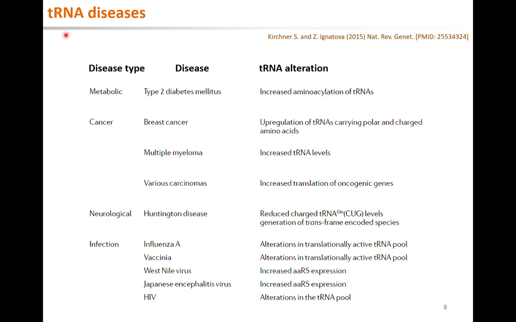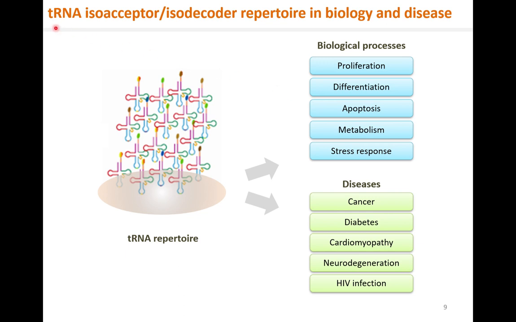Many diseases, such as metabolic type 2 diabetes, cancers, neurological diseases, and viral infections by influenza, vaccinia, West Nile, encephalitis, and HIV are correlated with major changes in tRNA repertoires. The profiles of tRNA isoacceptor and isodecoder repertoires are known to be involved in biological processes such as cell proliferation, differentiation, apoptosis, metabolism, and stress response. tRNA repertoires have dramatic causal or associative relations with human diseases such as cancer, diabetes, cardiomyopathy, viral infections, and neurodegenerative diseases.